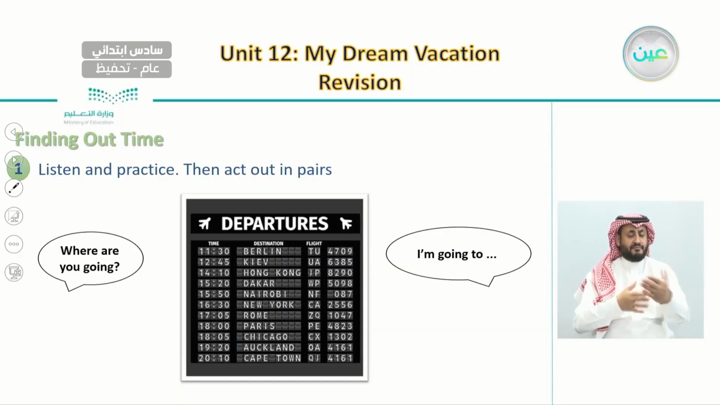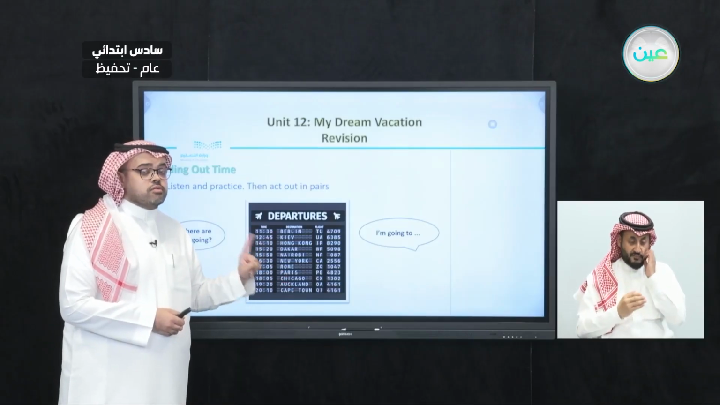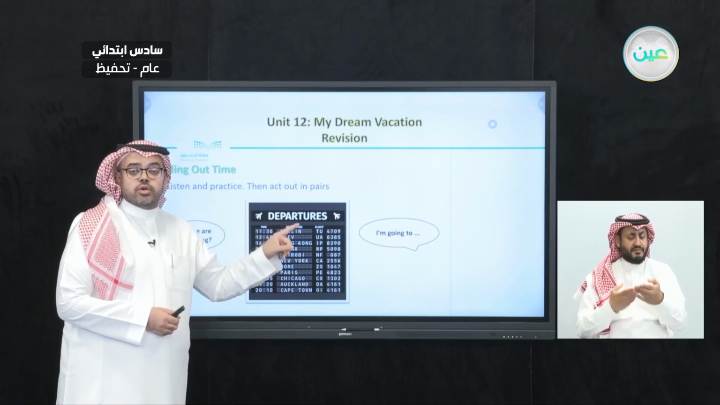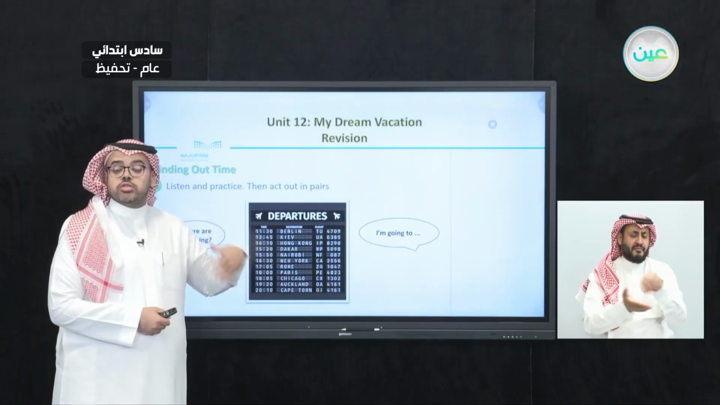By looking at this flight board, we can use a question from the conversation, which is, where are you going? By reading the flight board, you can choose different answers. But this answer must start with I am going to. For example, where are you going? By looking at this flight board, you can say, I'm going to Berlin, or I am going to New York, or I am going to Paris. So here you can choose a place or a city that you are going to.